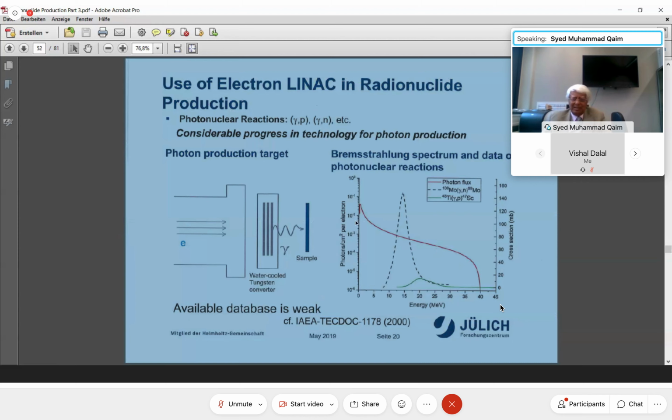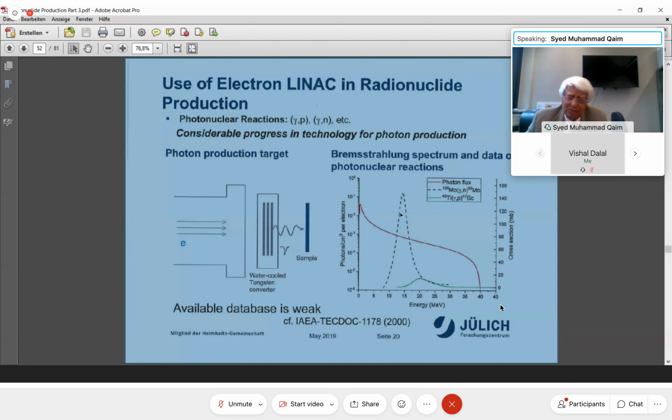So in this energy range, if you hit the material with these photons, what can you expect? You can expect a gamma N reaction. For example, molybdenum-100 hit with gammas, neutron goes out, molybdenum-99 is formed. And the cross section is shown here with a dashed curve.